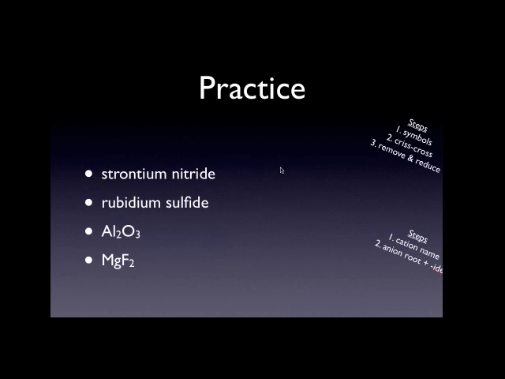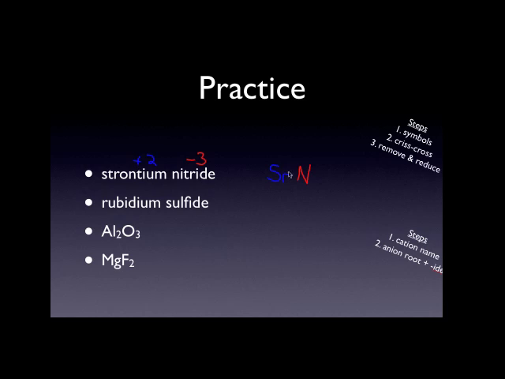So here's our first example. We've got strontium nitride. What's our first step? First thing we would need to do is write out the symbols for each of the elements. So strontium, and nitride. Remember, we changed the ending to IDE. So nitride's actually nitrogen. Nitride is not on the periodic table. Nitrogen is on the periodic table. And if we look up the charges of those, nitrogen is -3. Strontium is +2.